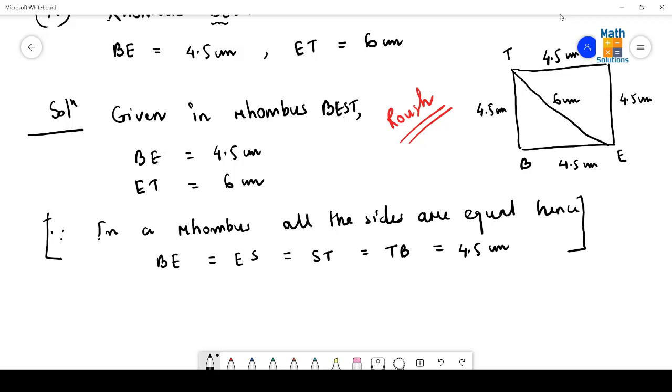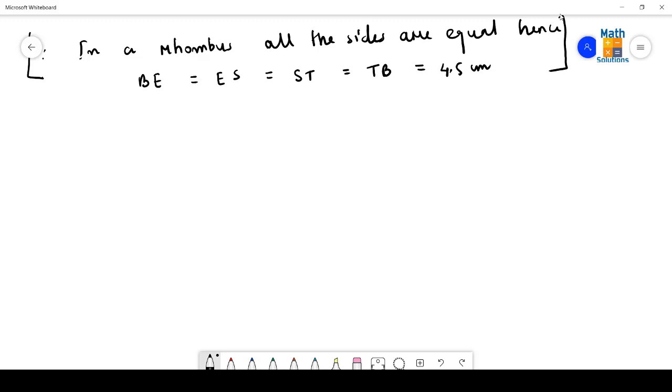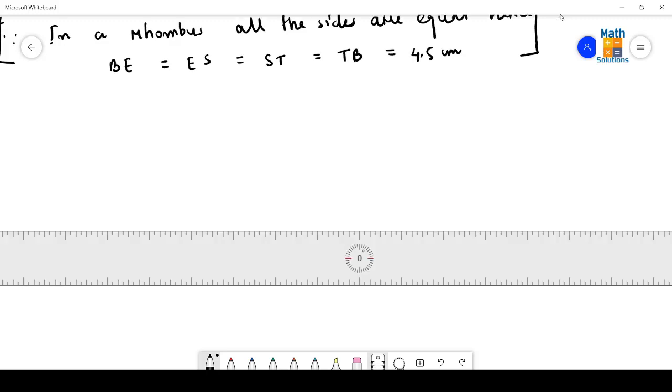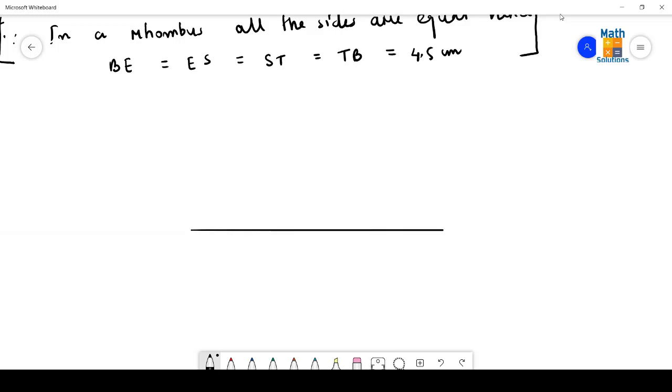Now the first and foremost thing that we have to proceed with is what? We have to draw two diagonals in case of this rhombus. So first of all I shall be drawing, so let us draw first ET here. So this is of length 6 centimeter. Suppose I am starting with this point, 1 centimeter, 2 centimeter, 3 centimeter, 4 centimeter, then 5 centimeter, then this is 6 centimeter.